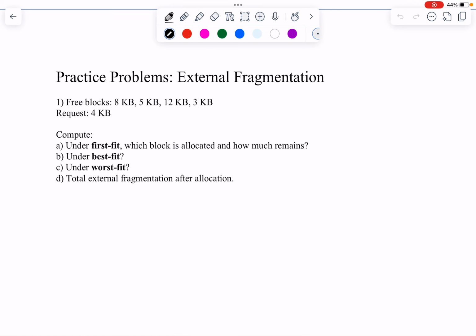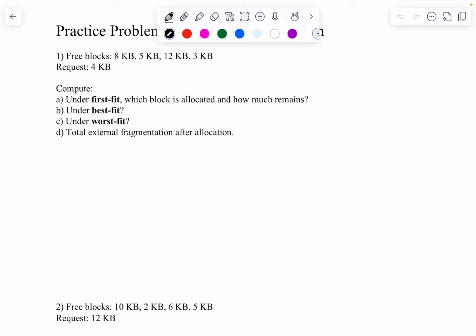Okay, let's look at the first fit. Basically, this means that we're going to scan the free list from the beginning and pick the first block that is big enough. So again, our blocks are 8, 5, 12, 3, and the request is 4. So when we go through it, the first check is 8 kilobytes, and obviously 8 is greater than 4, so first fit picks the 8 kilobyte block. So we're going to allocate 4 kilobytes out of that 8 kilobytes, so the remaining block would be left with 4.